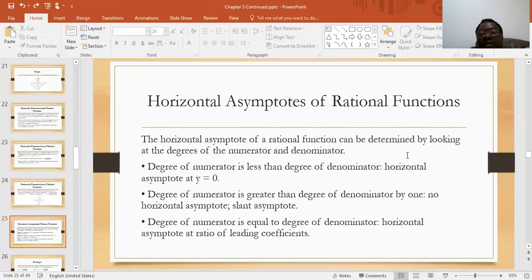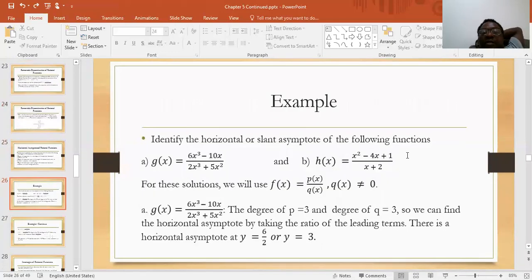For horizontal asymptote, we take the limit of the function as x tends to infinity. If that limit exists and is not infinity, we will have a horizontal asymptote at that value. So let's consider these two functions. The first one is g of x equals (6x cubed minus 10x) over (2x cubed plus 5x squared).